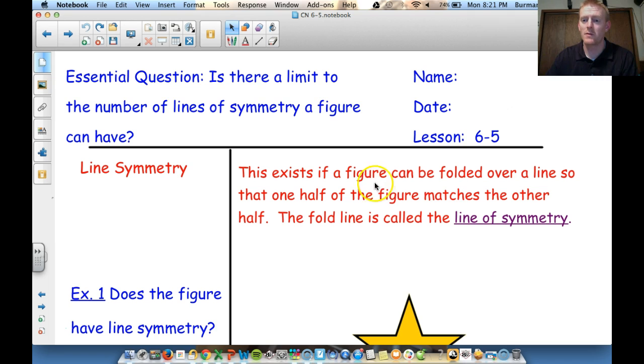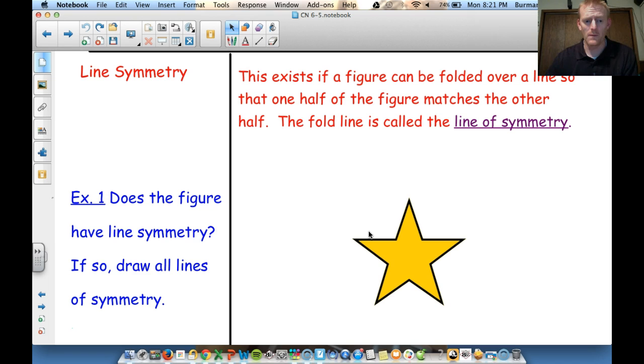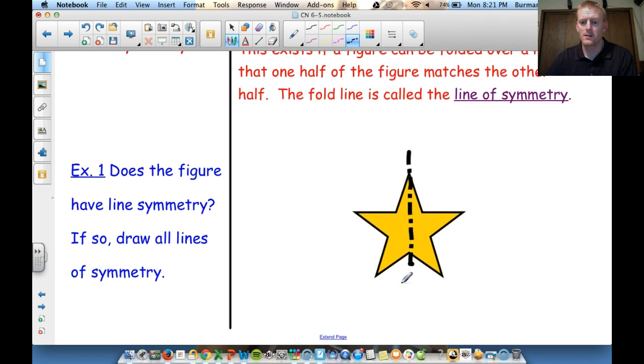It exists if a figure can be folded over a line so that one half of the figure matches the other half. This line that we fold on is called the line of symmetry. So you've heard of this stuff before. In the first example, we have a star, and we're supposed to draw all of the lines of symmetry. Remember that lines of symmetry are that place where you can fold, and I'll use these dashed lines, where you can fold a figure on this dashed line, and when you do that, it exactly folds across the star. So that's something that we have with lines of symmetry.